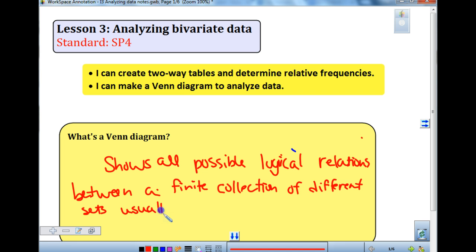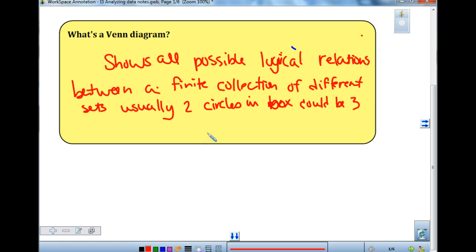Usually 2 circles in a box, but it could be more. Could be 3, could be 4. And a lot of times if you think, what does your Venn diagram look like? Remember that Venn diagram, if you're looking at it, you might have a box in here, and you're showing where the 2 things intersect. This would be like with 2 circles.